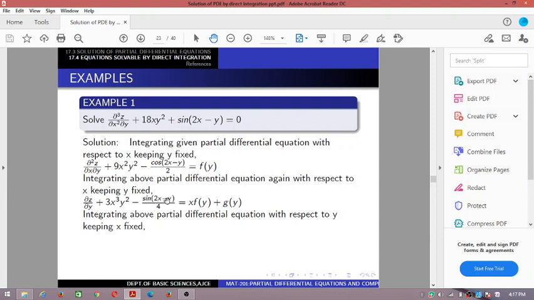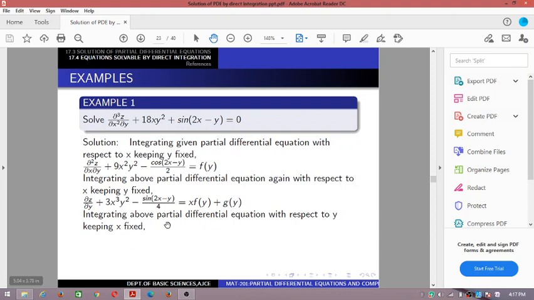That is sin(2x − y) divided by 4 is equal to the integral of f of y with respect to x. Since we are integrating with respect to x partially, f of y can be treated as a constant. Then f of y into the integral dx, that is x. Hence the term becomes x into f of y plus g of y, which is the constant of integration. Since it is the partial integration, we are representing it by g of y.